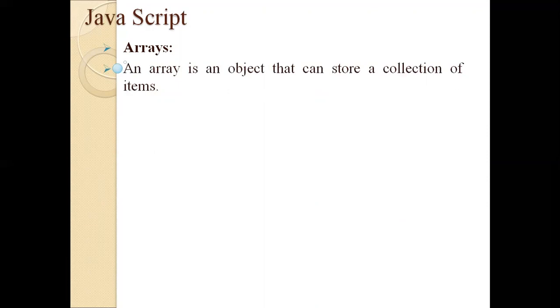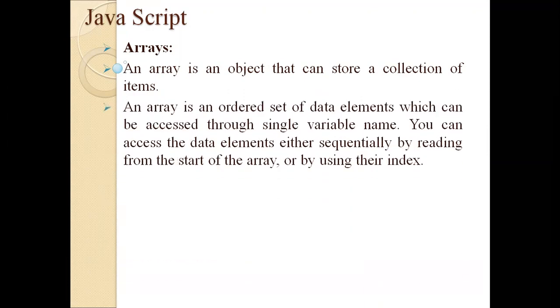Right? So in JavaScript, this is the definition. An array is an object that can store a collection of items. There will be some collection of items, all stored under a name, and it is called an object. An array is an ordered set of data elements which can be accessed through a single variable name.